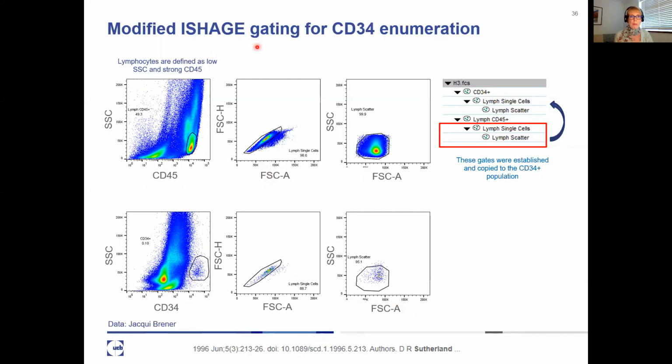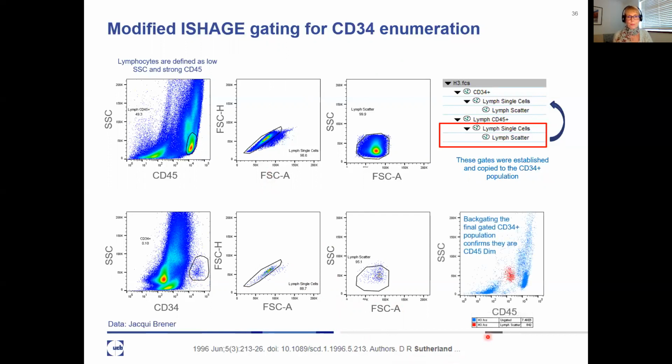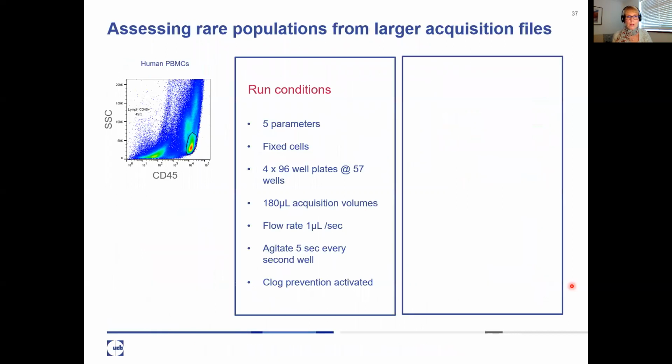And I should mention this has been modified from the ISAGE gating protocol developed by Sutherland et al. quite a few years ago now. And this is the final picture here. So these are the stem cells here that are coloured red that we've backgated. So in this particular sample, they have a frequency of less than 0.1%. So to see 1,000 events and have something that's relatively statistically robust, we'd need to collect 1 million cells. And that's what we were able to do.